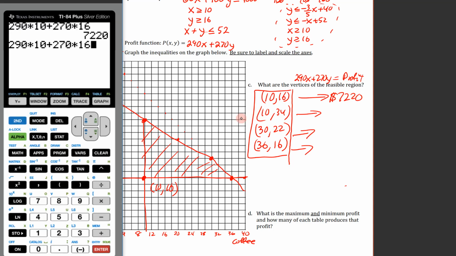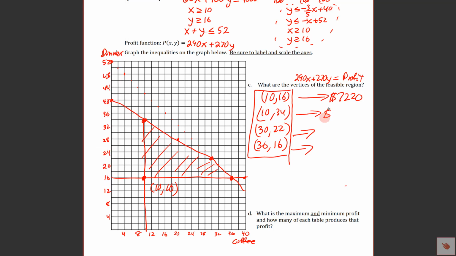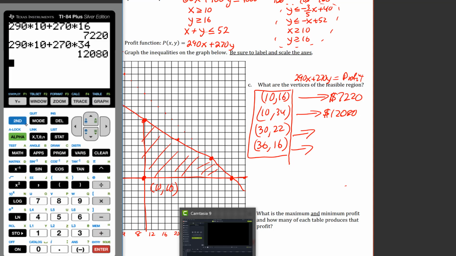And the cool thing about this is I'm just going to recall this. All we have to do is change the numbers. And notice that on this one, the only thing that changes is we make more dinner tables. So I'm going to come back here, type in a 34. We end up with $12,080. So this is 12,080. Better make that look right. $12,080.